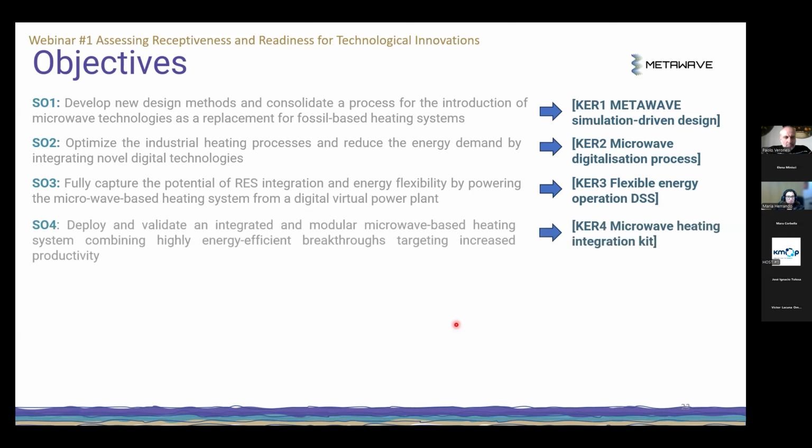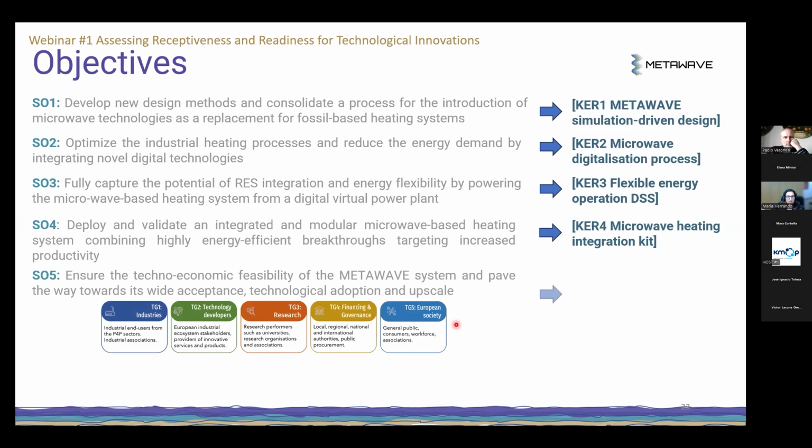The fourth specific objective is to deploy and validate an integrated modular microwave heating system combining high energy efficient breakthroughs targeting increased productivity, and we will have as a result a microwave heating integration kit. Then we have another objective to ensure the techno-economic feasibility of the METAWAVE system and pave the way towards wide acceptance, technological adoption, and upscale.